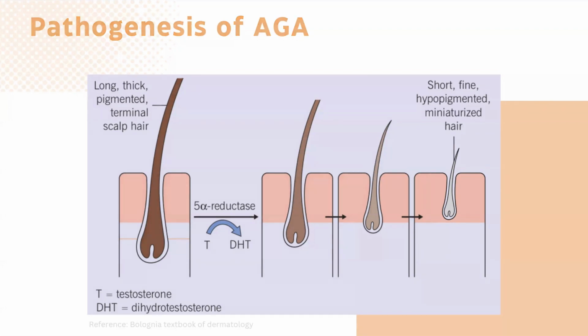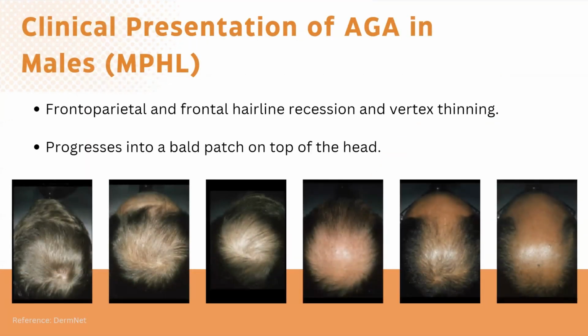Okay, that's clear. So now going to the clinical presentation, what are the clinical findings that are characteristic of pattern hair loss in males? Okay, right. It's very important, as I said, that we differentiate in this disease between male and female, because the pattern in the male is different from the female.